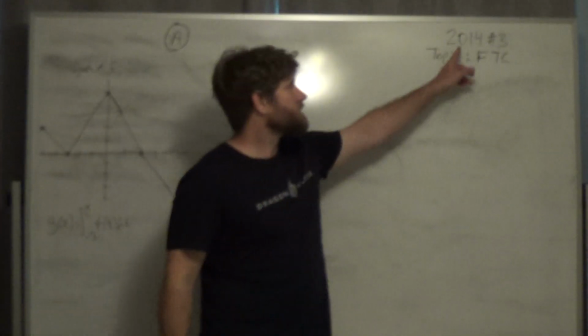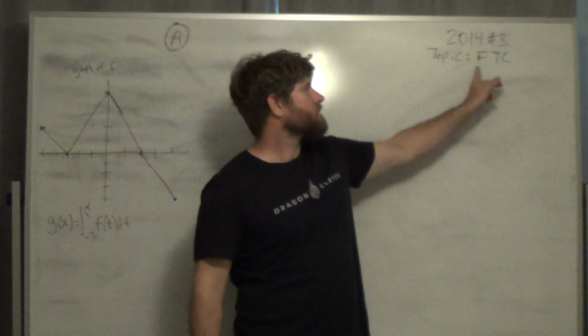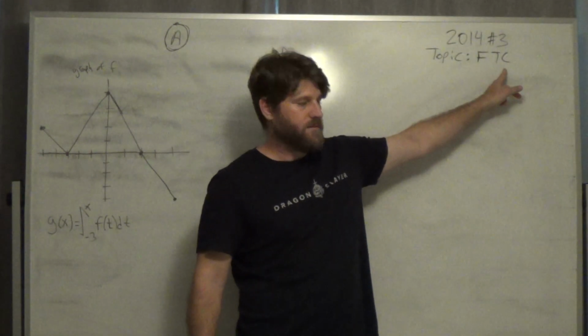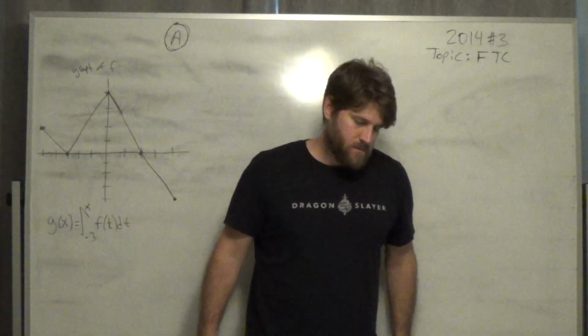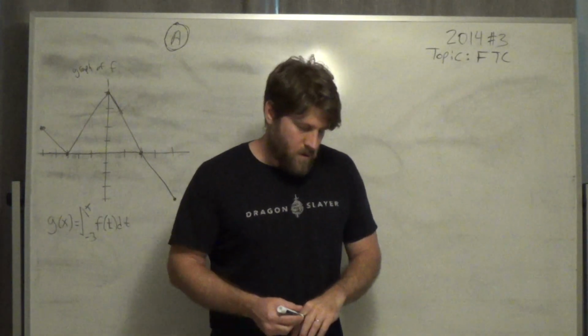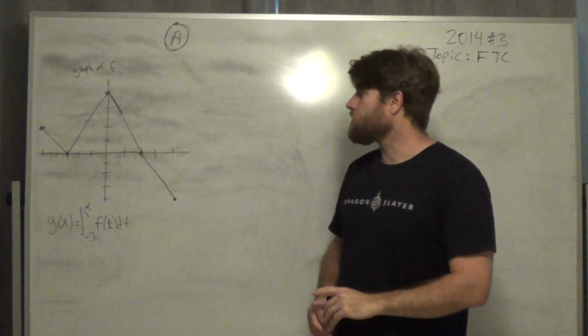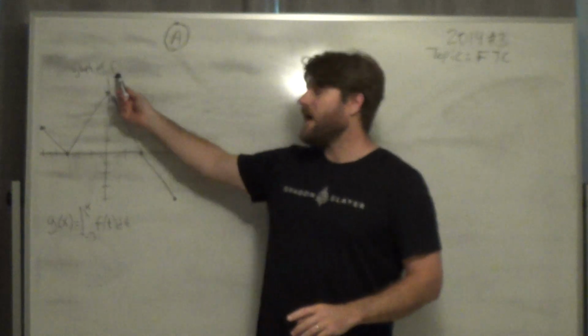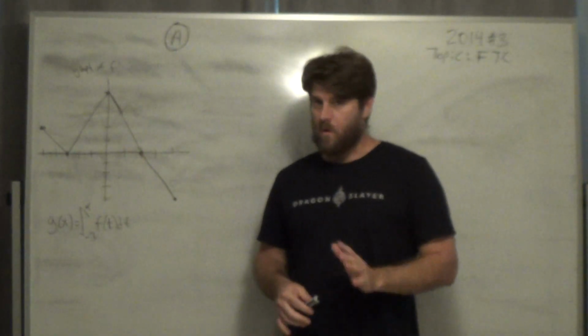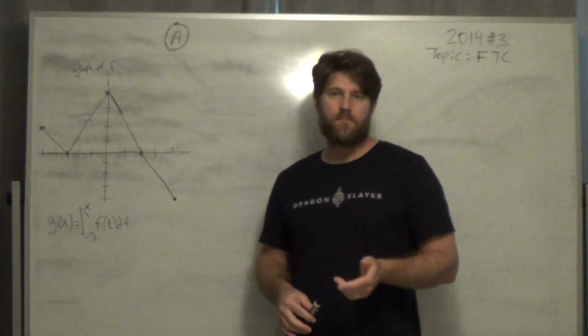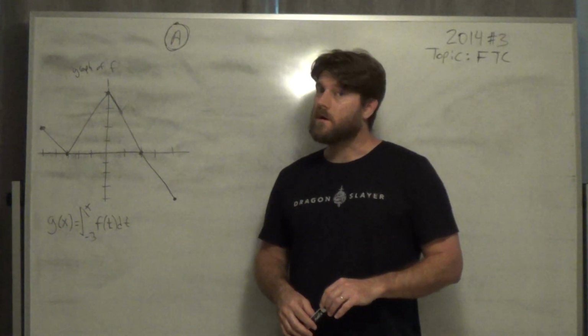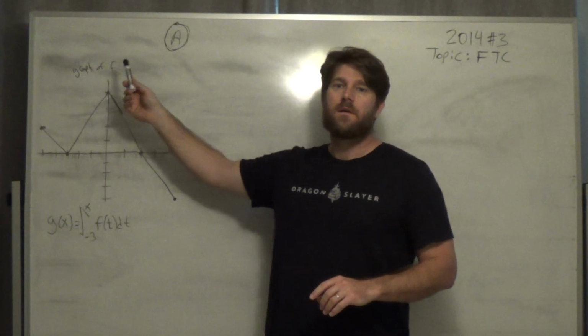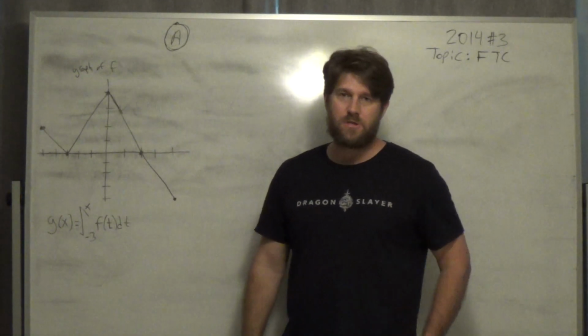Hi, AB Calculus students. This is 2014 question number 3. This is another FTC question. All right, so the very first thing I'd like to point out is they gave us the graph of f. In these problems, they are always either giving you the graph of f or f prime, or they're giving you the graph of f and it turns out to be the graph of g prime.